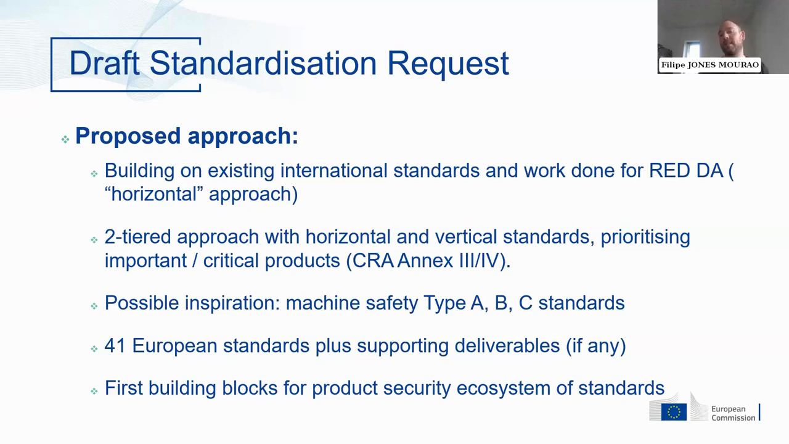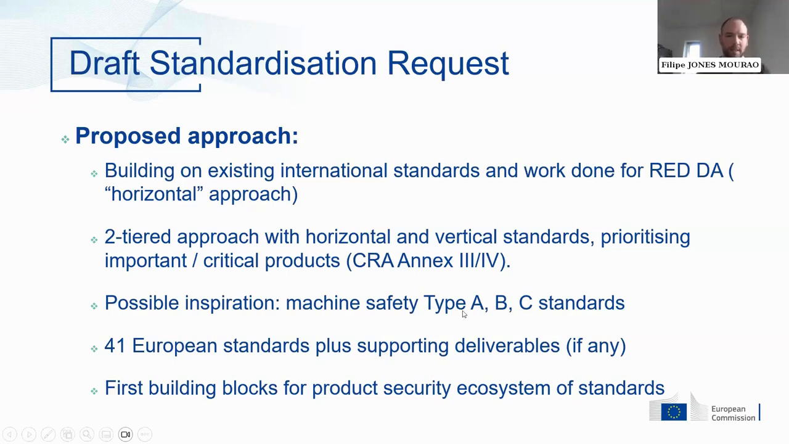And so really the type C standards are kind of what we're thinking about, at least from an inspiration point of view, when we talk about the vertical standards that aim to have the presumption of conformity. And the type A and B standards would basically be the horizontal ones. Okay. And again, I'll give a little bit more information about what I think this means.